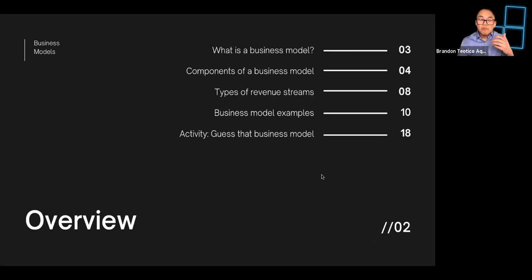So in this workshop, we'll first talk about what a business model is. Then we'll go over components of a business model. Then we'll talk about types of revenue streams, move into some relevant business models for your case comp teams, and then we'll go into a fun little guessing activity. Yeah, so let's get started.